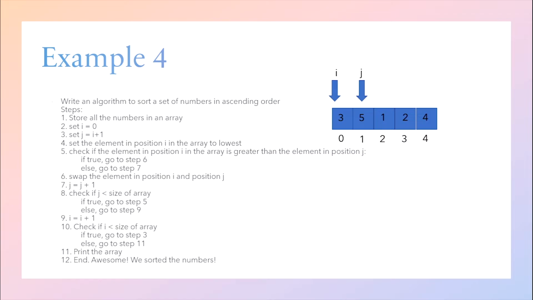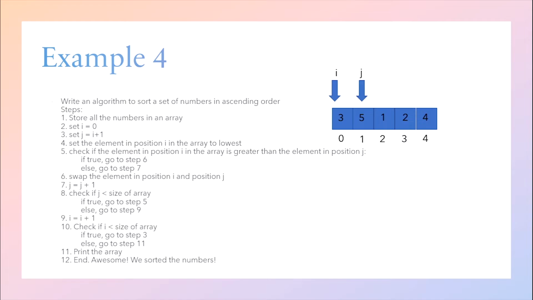After that, we set a counter variable called i equals 0. That means i is pointing to, referring to, the first element of the array. And we set j equals i plus 1. So for now, j is pointing to index 1. That means the second element of the array. After that, we set the element in position i in the array to lowest. That means the element in the first position is now the lowest element.